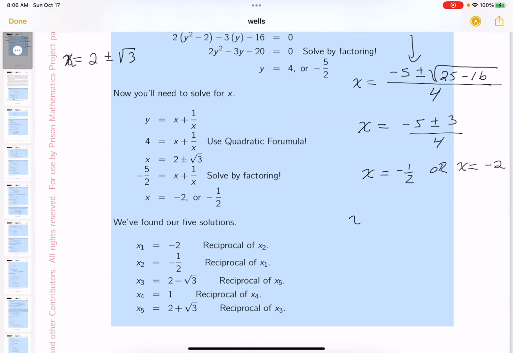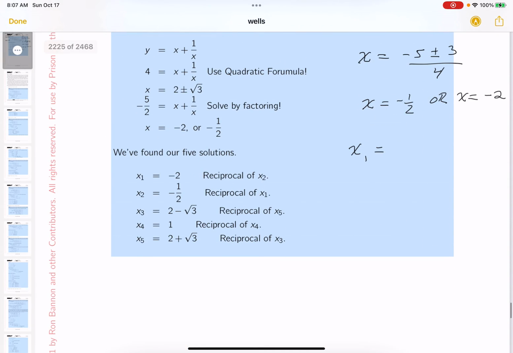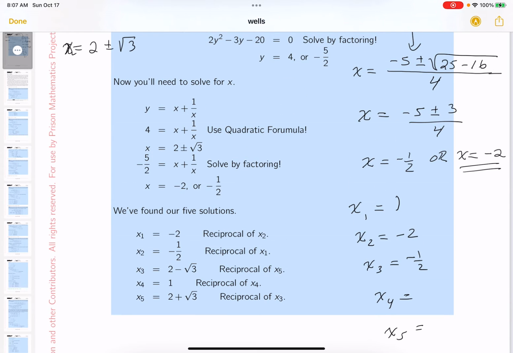All right, so I'm going to write down x1. I think remember we did that? We said 1 was a root. I'll write that down for you. I'm going to write down x2. I'm going to use this one over here because it's the simplest one I could write down. I'll write down x3. That's minus 1/2. I'm going to write down x4 and x5. What was x4? 2 plus root 3 and 2 minus root 3.